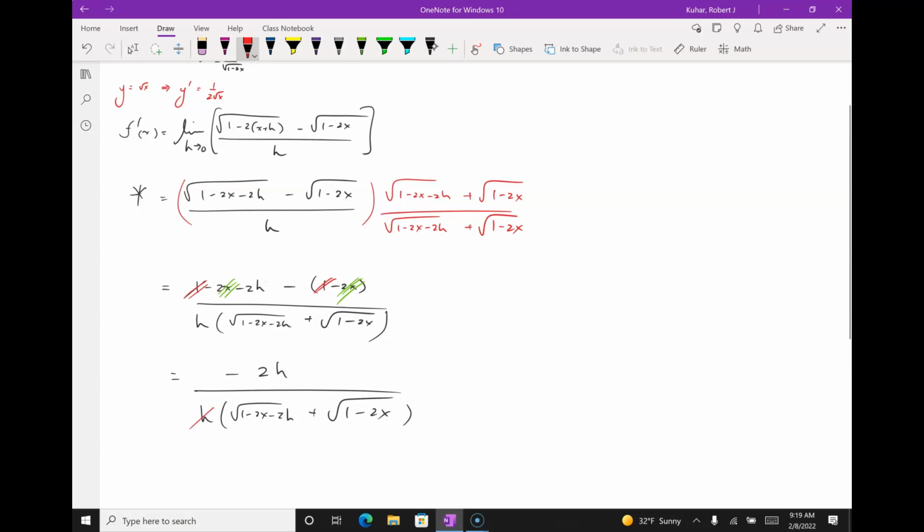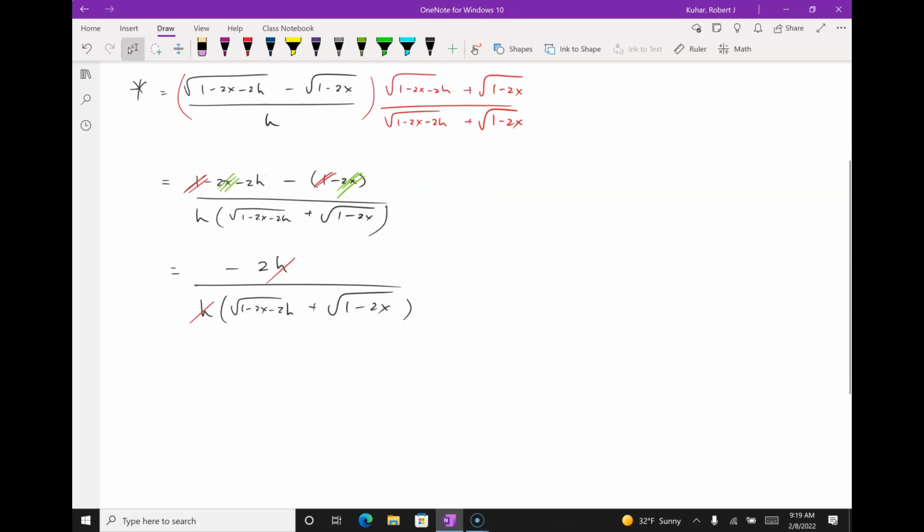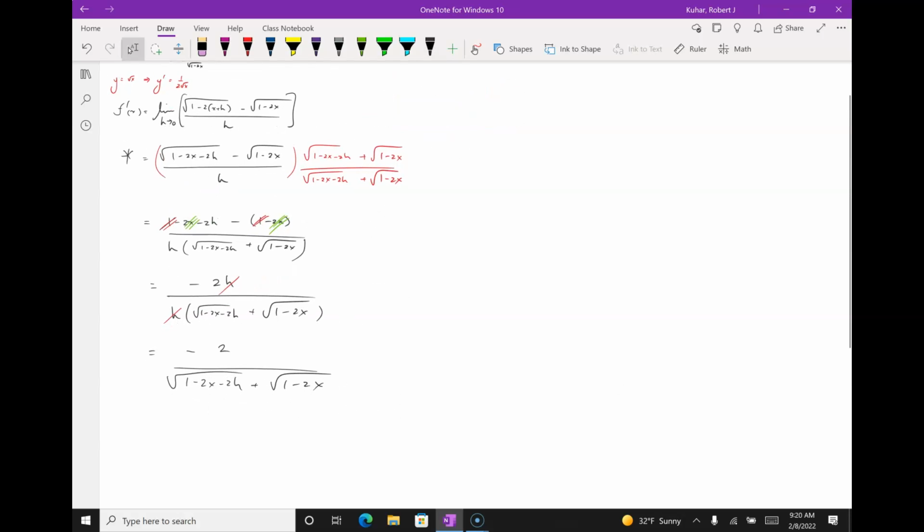My h's will cancel, and I get minus 2 all over that conjugate. How's that? That's my secant slope for any x that's in the domain, and any h that keeps being in the domain.